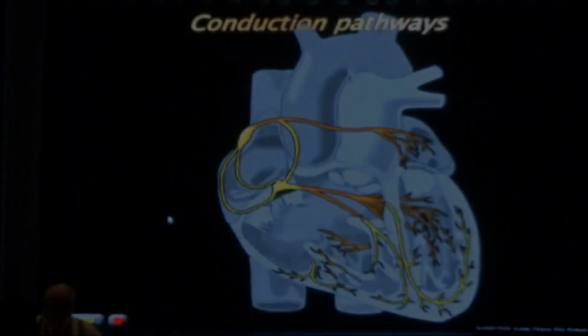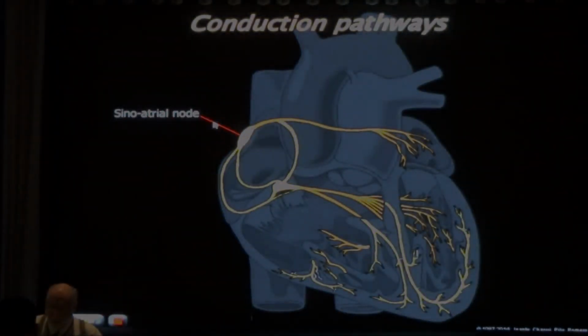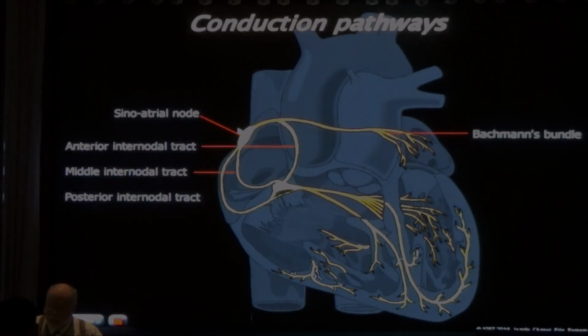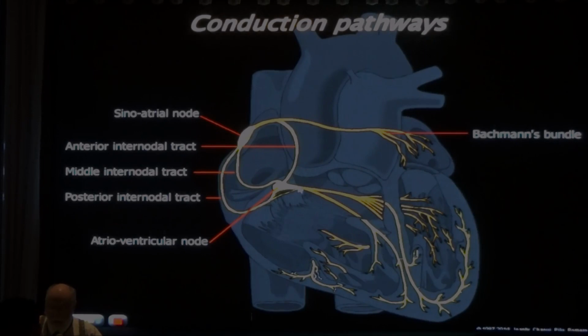So these are the conduction pathway. The sinoatrial node produces the impulse. The impulse travels through Bachmann's bundle from the right atrium to the left atrium, so both atria are contracted at the same time. While this is happening, there are 3 internodal tracts that transfer the impulse to the atrioventricular node, and then there's a little delay here, and then it travels into the right and left bundle branches. So this is the conduction pathway.